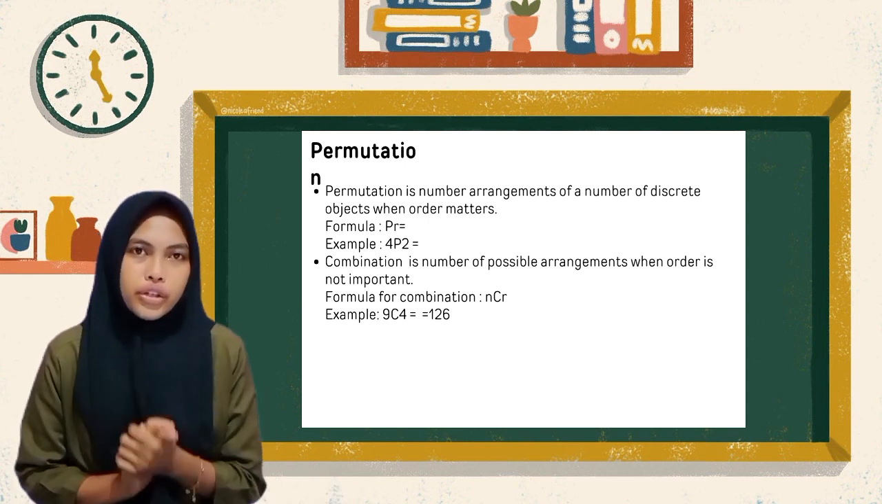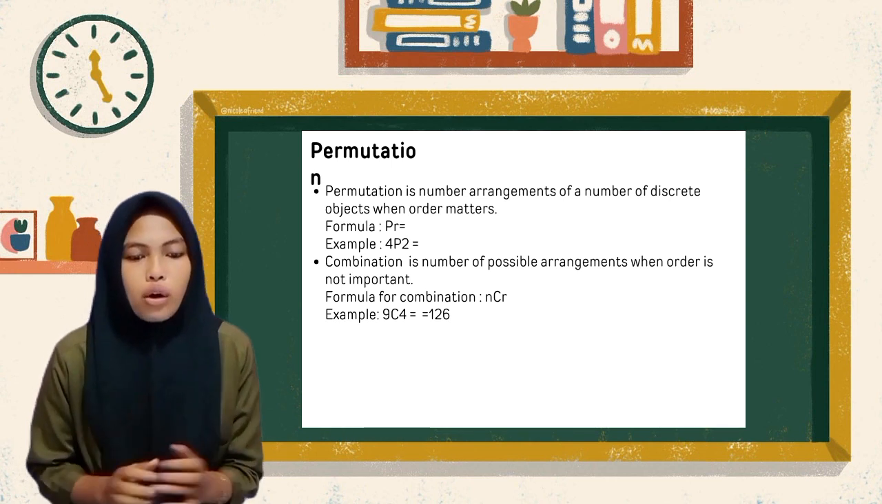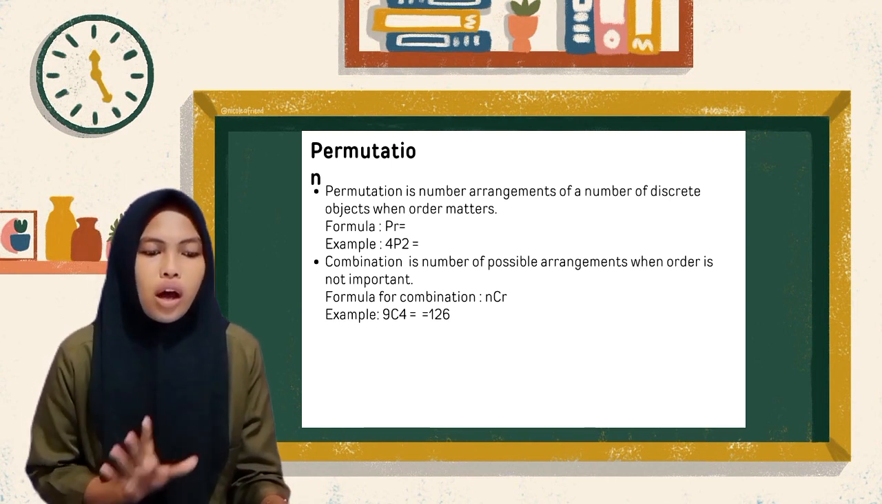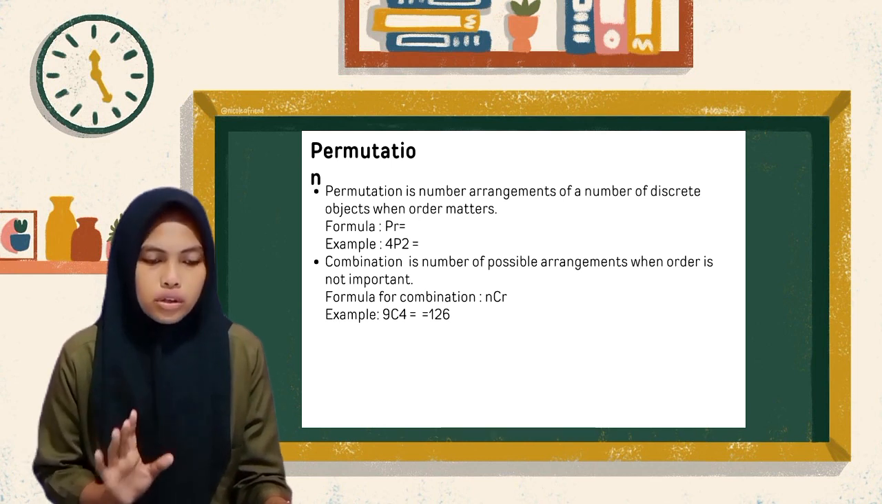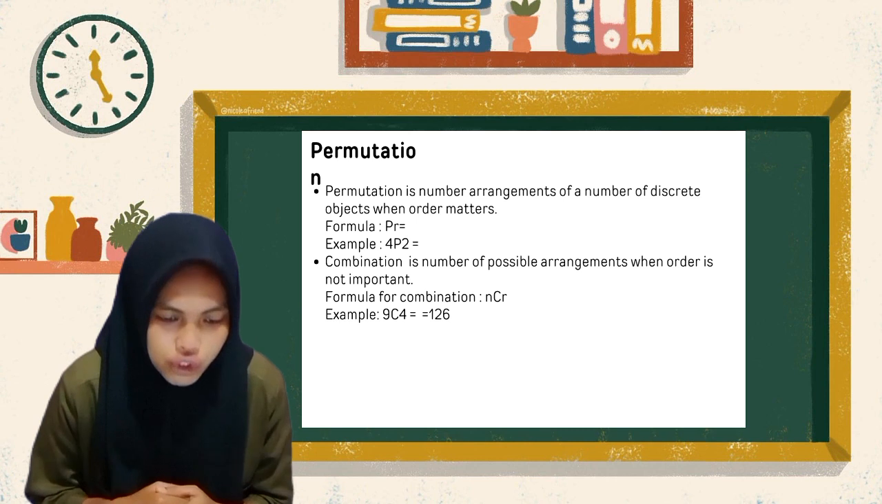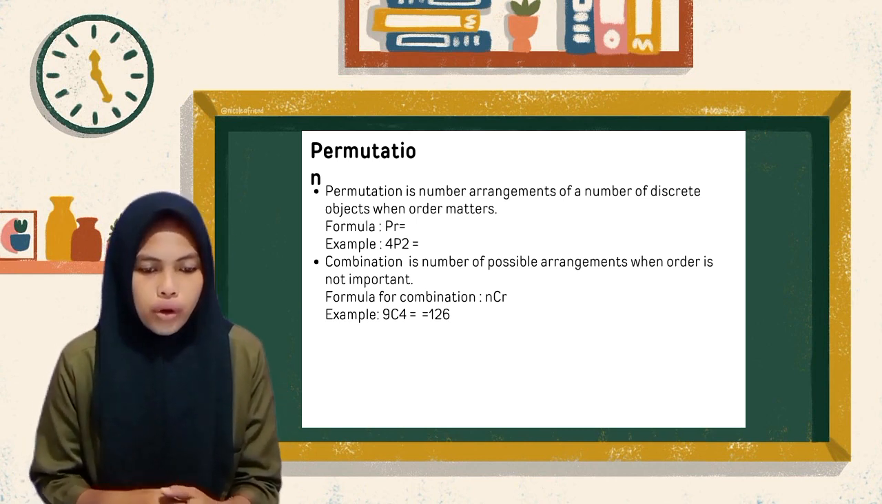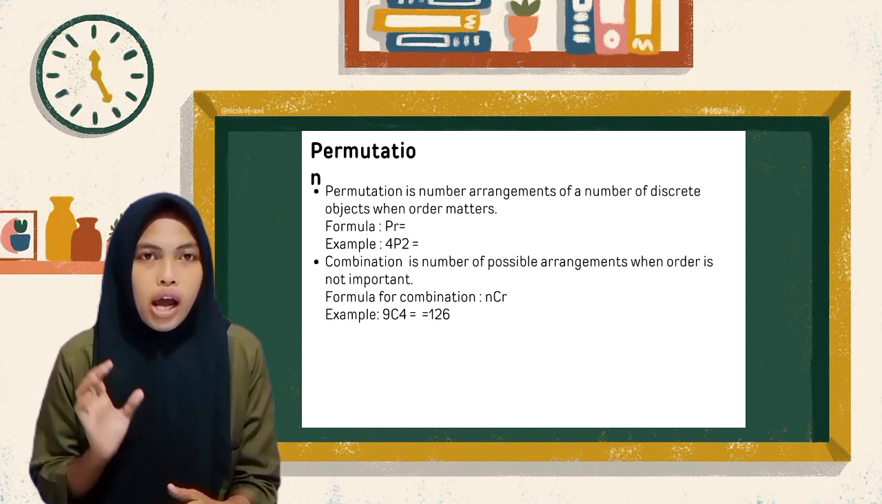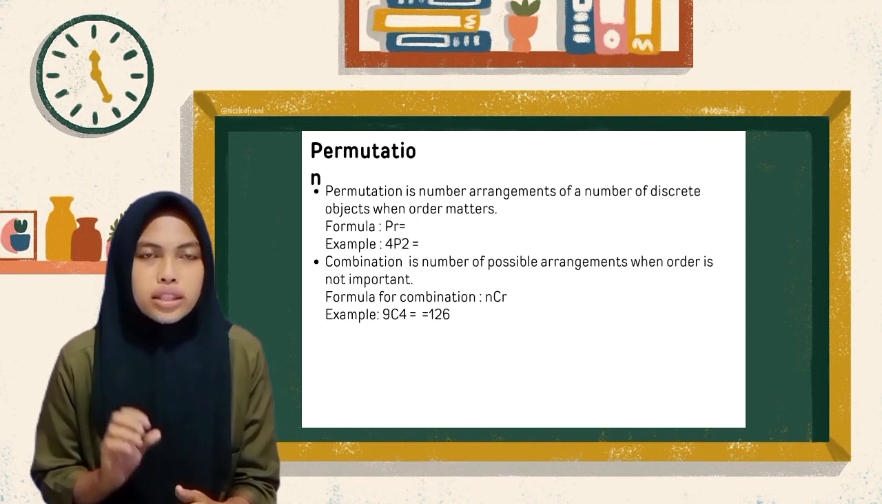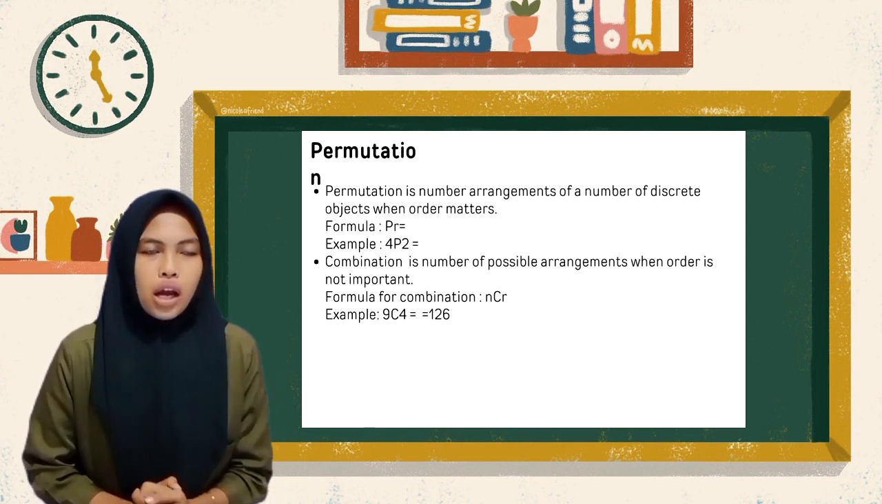Next, combination. What is the meaning of combination? Combination is the number of possible arrangements when order is not important. Formula for combination: nCr equals n factorial over r factorial times n minus r factorial.